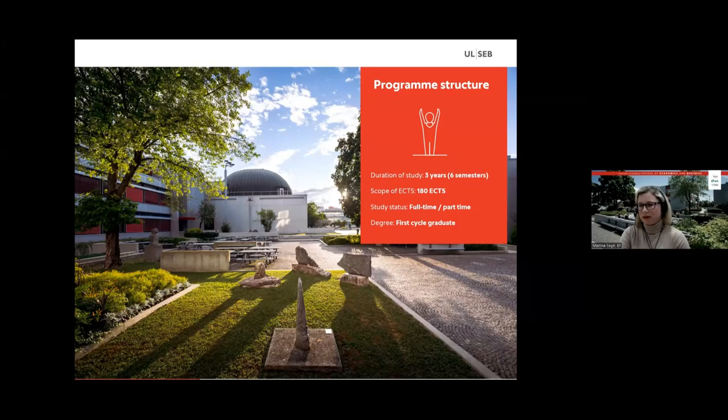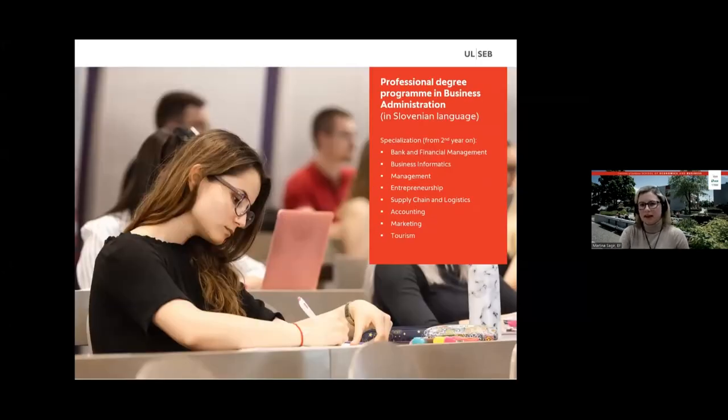Our part-time programs are carried out only in Slovenian. And after you finish all the courses, you will receive the degree, which is considered first cycle graduate. This is the professional degree program in business administration, which is carried out only in Slovenian language.